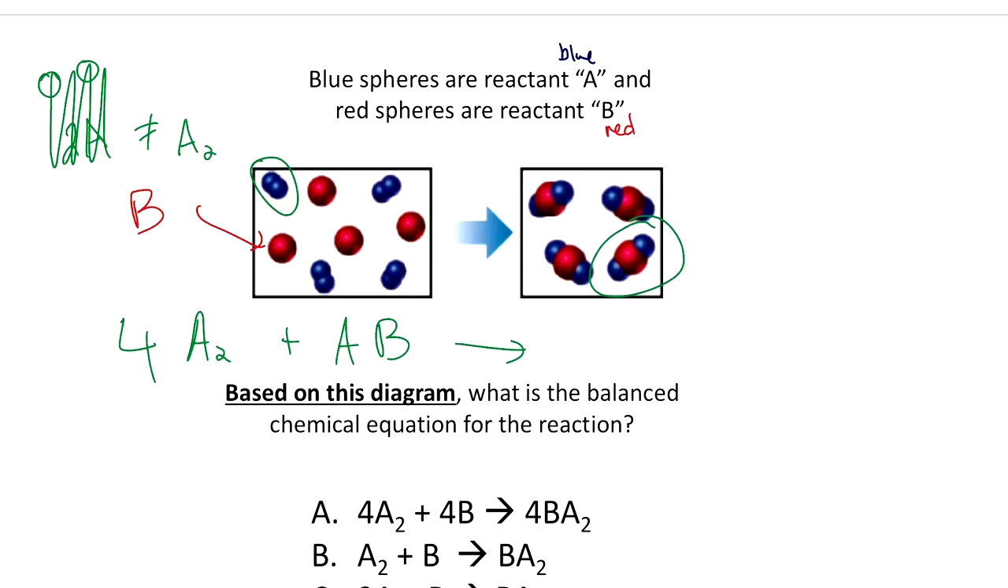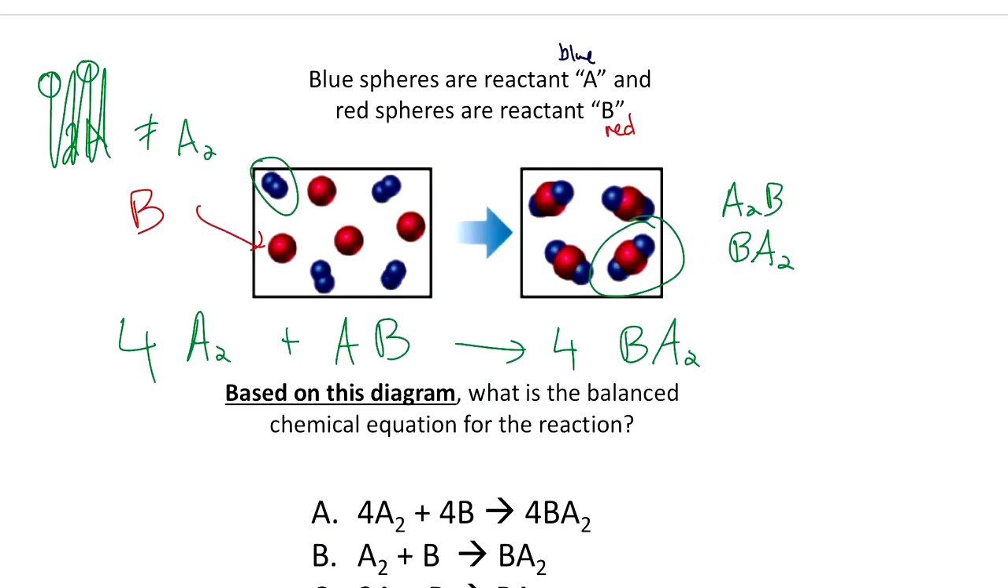Now let's figure out what that molecule is. What would we call that? BA2. Yep. Or if you said A2B, no big deal, same thing. Whatever order that is. So in the after picture, it looks like there's 4 of them. All right. So 4, I'm going to go with BA2. All right. Check yourself. Is everything balanced here?